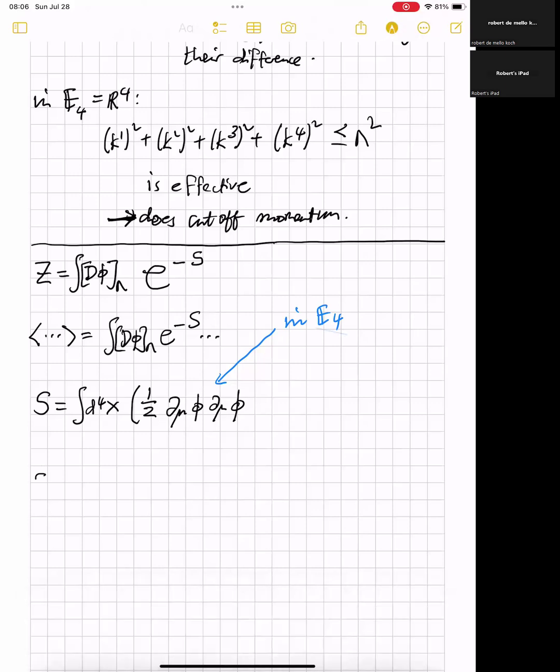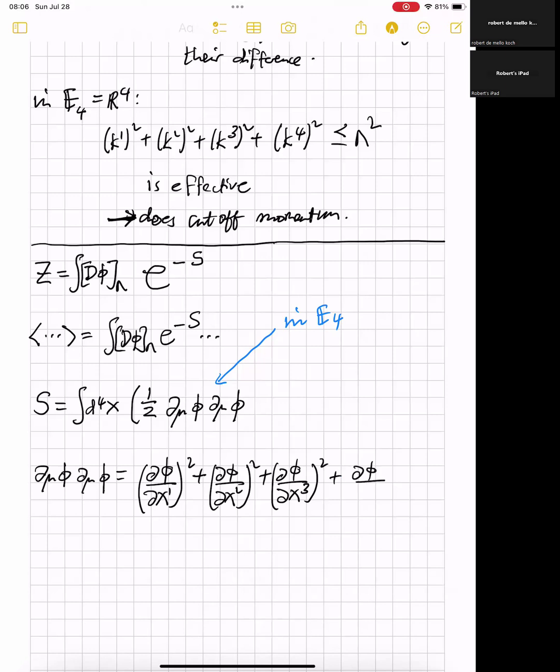Good. Okay, let's just write out this kinetic term. Let's see what's the difference between Euclidean and Minkowski. I suspect you know, but no problem to write it down. So the first term will be ∂phi/∂x1, that will be squared, plus we'll have ∂phi/∂x2 squared, ∂phi/∂x3 squared, and finally ∂phi/∂x4 squared. Okay, so all coefficients are positive. So that's different to Minkowski.